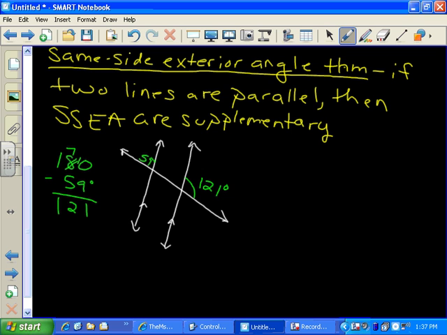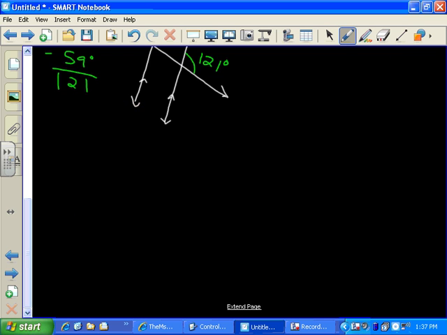Not too bad. There's only one other type we did. It's a pretty easy theorem. It is in fact the vertical angles theorem.